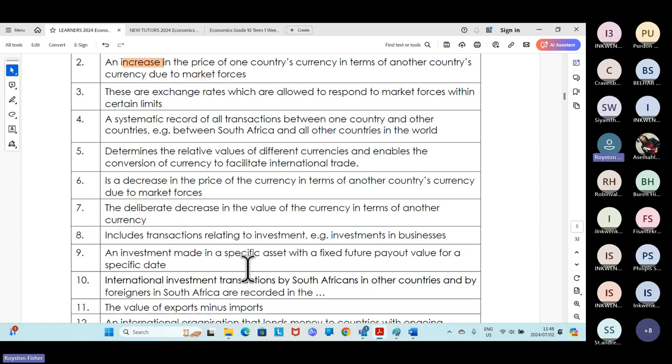systematic record of transactions between one country and other countries, for example, South Africa and all other countries in the world. So basically, we're keeping track of who we are recording with, the imports and the exports, and that is known as balance of payments, which most of you have mentioned. Buren High, balance of payments, St. Andrews balance of payments, Inkosi secondary balance of payments.